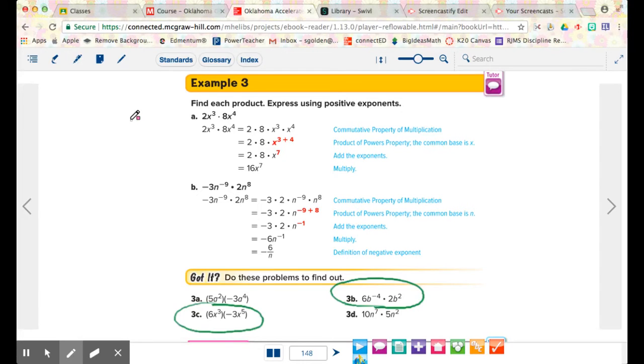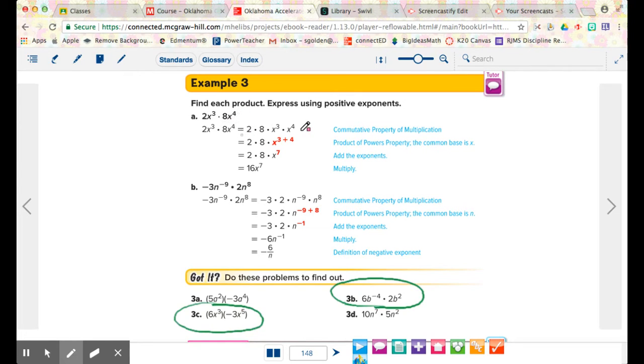On example 3, it says find each product expressed using positive exponents. So we're doing the same thing, but they've taken it a step further, and now we have numbers out front, which are called our coefficients. Now, we can do this still because it's still x and x. The x is what's being raised to the exponent. So this is 2x to the 3rd power times 8x to the 4th power.